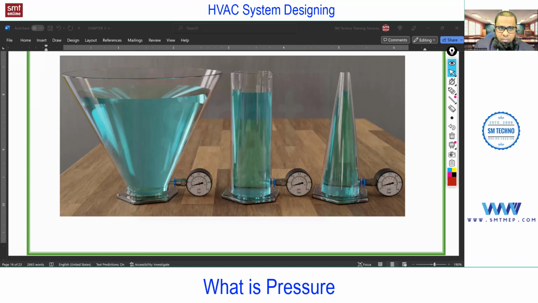Later we'll talk in more detail about the different types of pressure. In general, we have absolute pressure, gauge pressure, and atmospheric pressure. Further, for fan selection, we have static pressure and velocity pressure. Likewise, on the water side we have dynamic pressure, total pressure, and static pressure. All this we'll discuss in future classes when we talk about fan selection and pump selection. At this level, I think you got a clear idea about pressure. Okay.